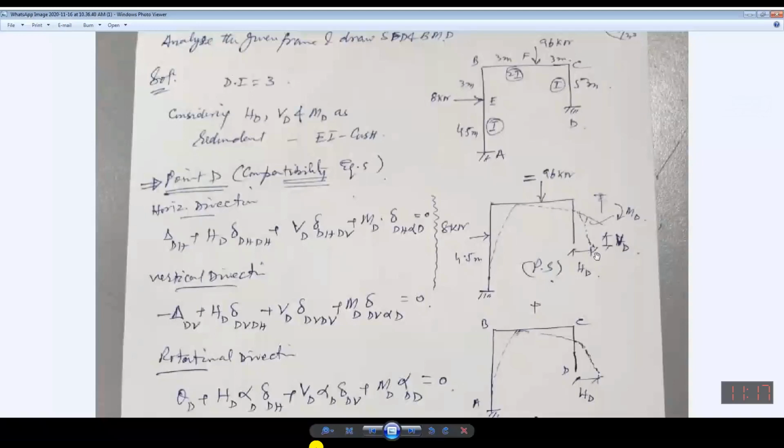Under the effect of horizontal force, there will be horizontal displacement. Under the effect of vertical loading, vertical redundant, there will be horizontal displacement. Whatsoever it is, whether it is very minute and ignorable, you will be considering it. So there will be horizontal displacement due to vertical load.